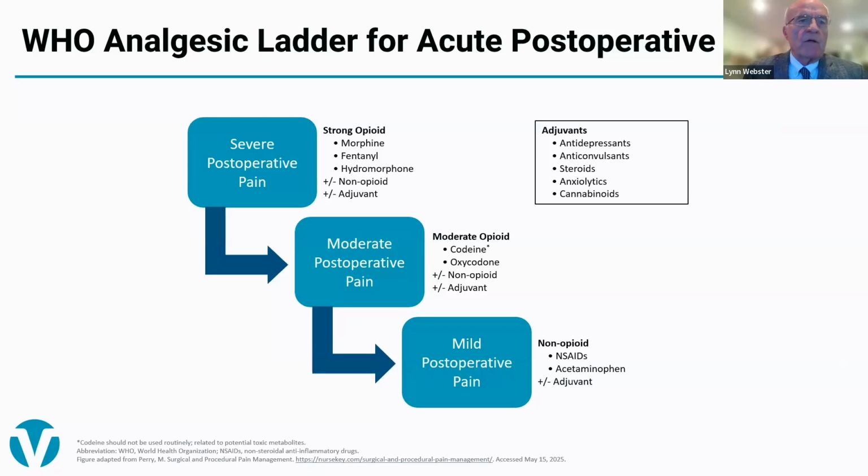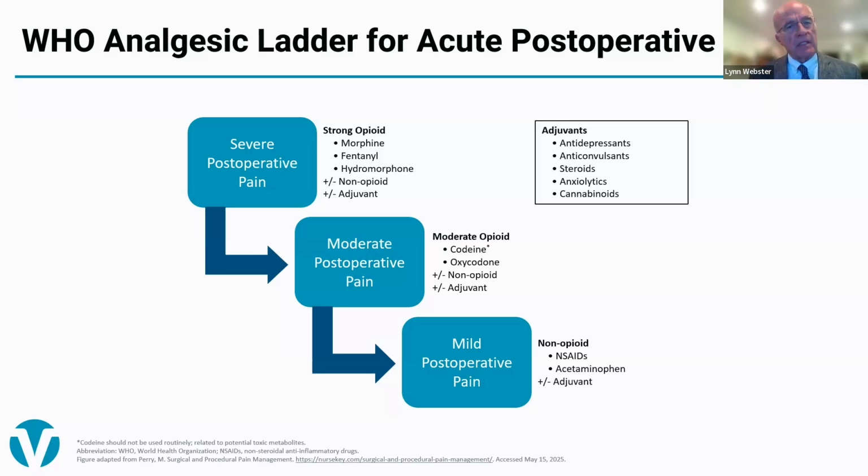If we look back at the WHO, the World Health Organization's analgesic ladder for acute postoperative pain, we can see what is usually recommended for mild postoperative pain, which is NSAIDs and sometimes adjuvants, and this could be antidepressants. Moderate postoperative pain may include some opioids. And if you have a significant amount of pain or expected to have severe postoperative pain, they may require a strong opioid for a short period of time.